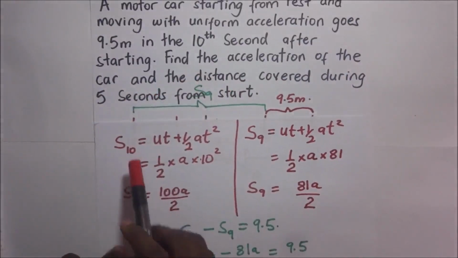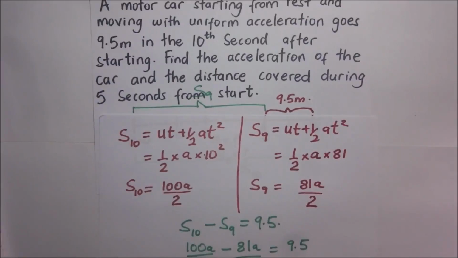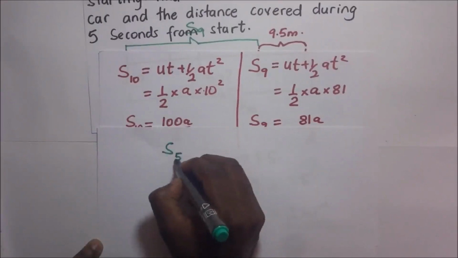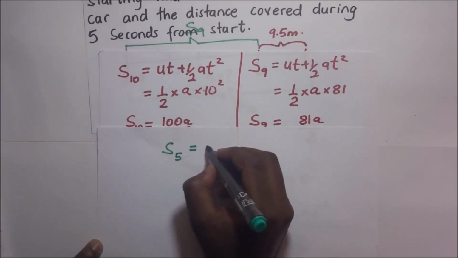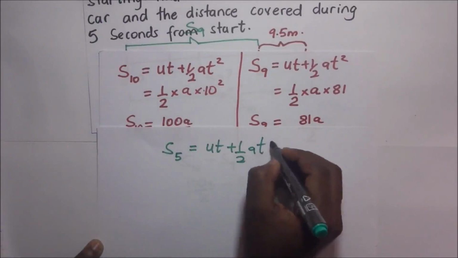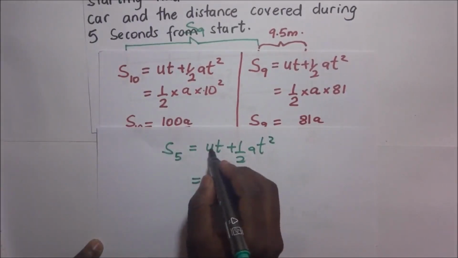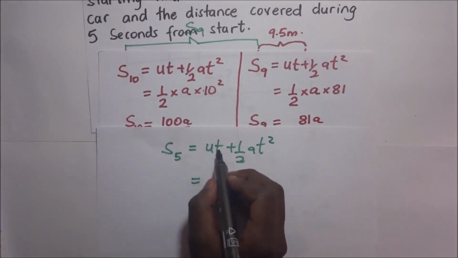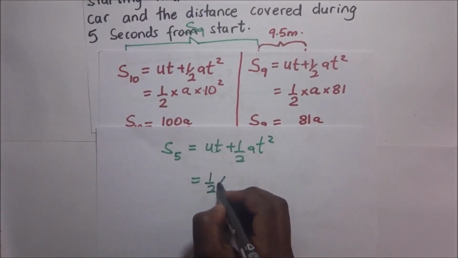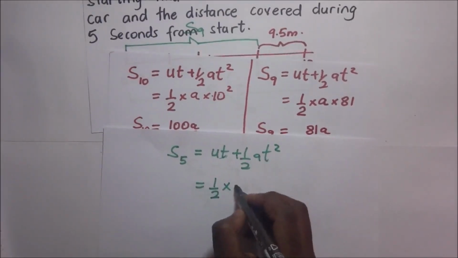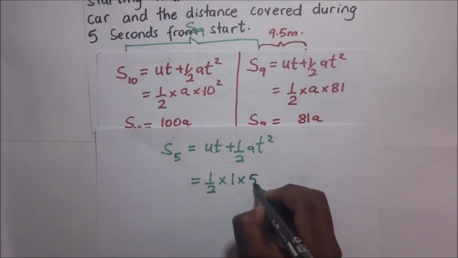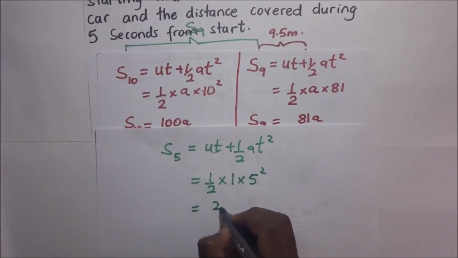So to get the distance covered 5 seconds from start, we shall say the distance covered during 5 seconds from start is going to be equal to ut plus a half at squared. This is going to be initial velocity, which is still 0, times t, so this whole term is 0, plus a half times the acceleration. We got the acceleration as 1 meter per second squared, times time, which is 5 seconds, so 5 squared. So we shall end up with 25.